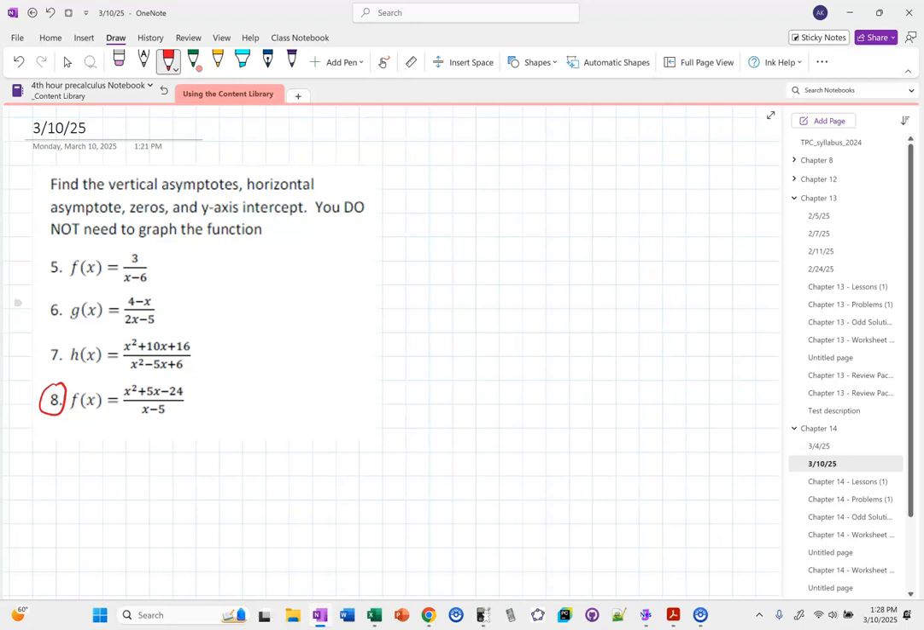Okay, so first thing I'd want to do here is factor, right? So the numerator, I'd be looking for the two things that multiply to give me negative 24 and add to give me positive 5. Those two things would be, anybody? Should be like a 3-second problem. How about 8 and negative 3?